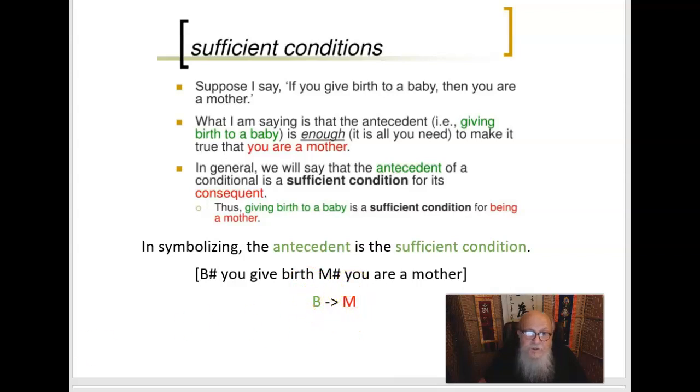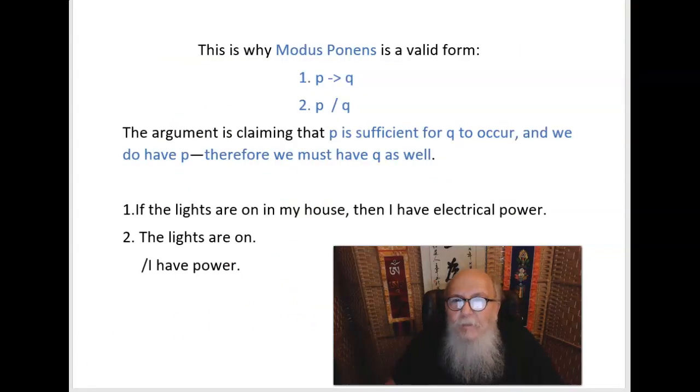Sufficient, then necessary. This can help us think about why modus ponens is a valid form. Remember, modus ponens has the form if P then Q, P therefore Q. The argument form is claiming that P is sufficient for Q to occur, and we do have P, therefore we must have Q as well. So if the lights are on in my house, then I have electrical power. And the lights are on, so it's sufficient for me to know that I do then have power. And any argument of this form would be valid.